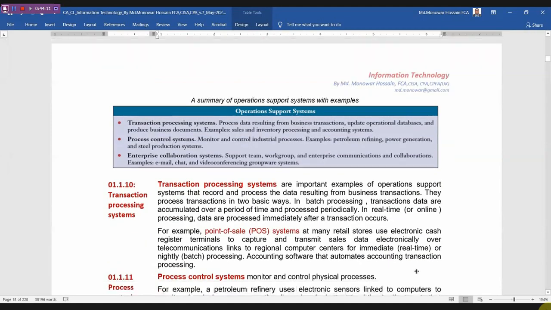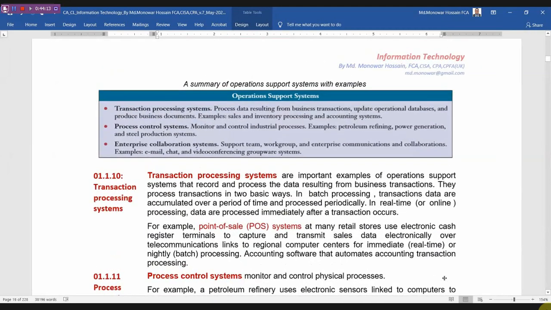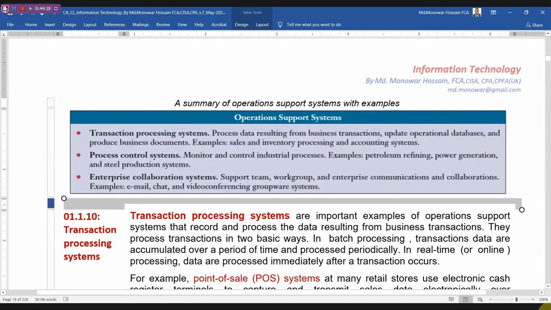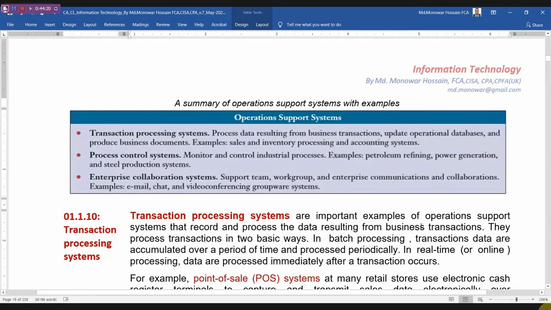And if we see here, a summary of operation support systems, with examples. Transaction processing system: what is a transaction processing system? It processes data resulting from business transactions, updates operational databases, and produces business documents. For example, sales and inventory procedures, and also accounting systems.